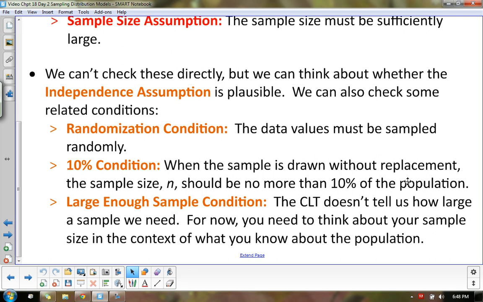The central limit theorem does not tell us a specific number. There's no magic place where I say, okay, a sample of size 20, that's perfect. But remember, we have that success and failure condition. That helps us get there, because that's where we have to think about it in context of what you know of the population.